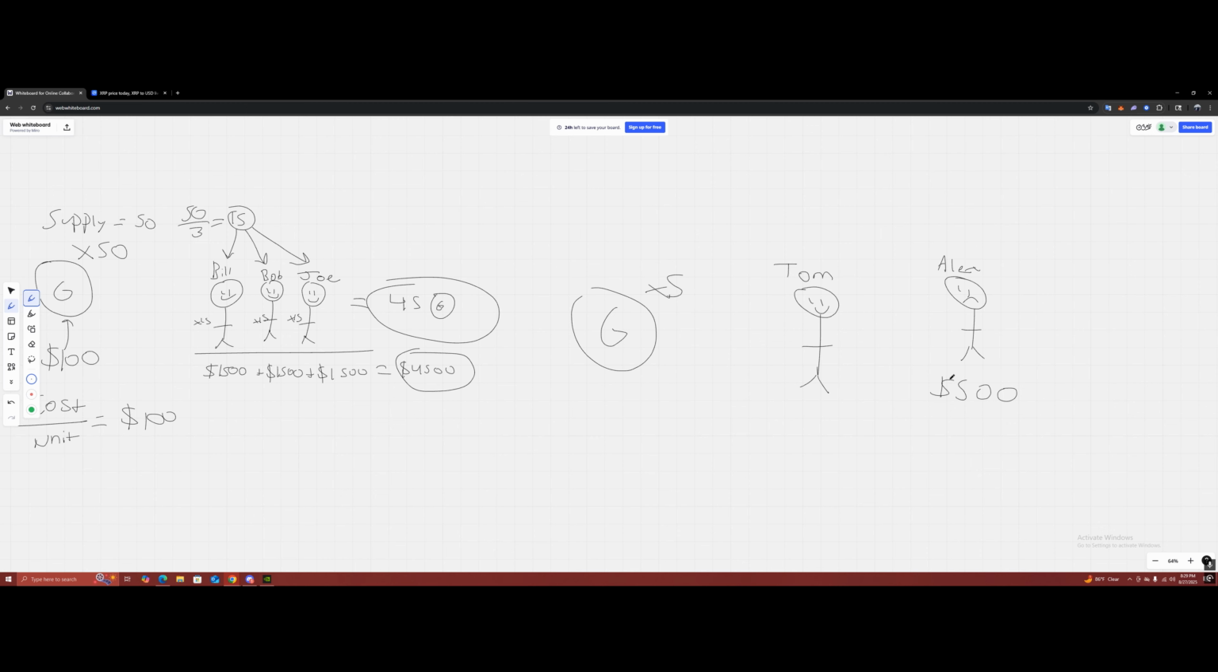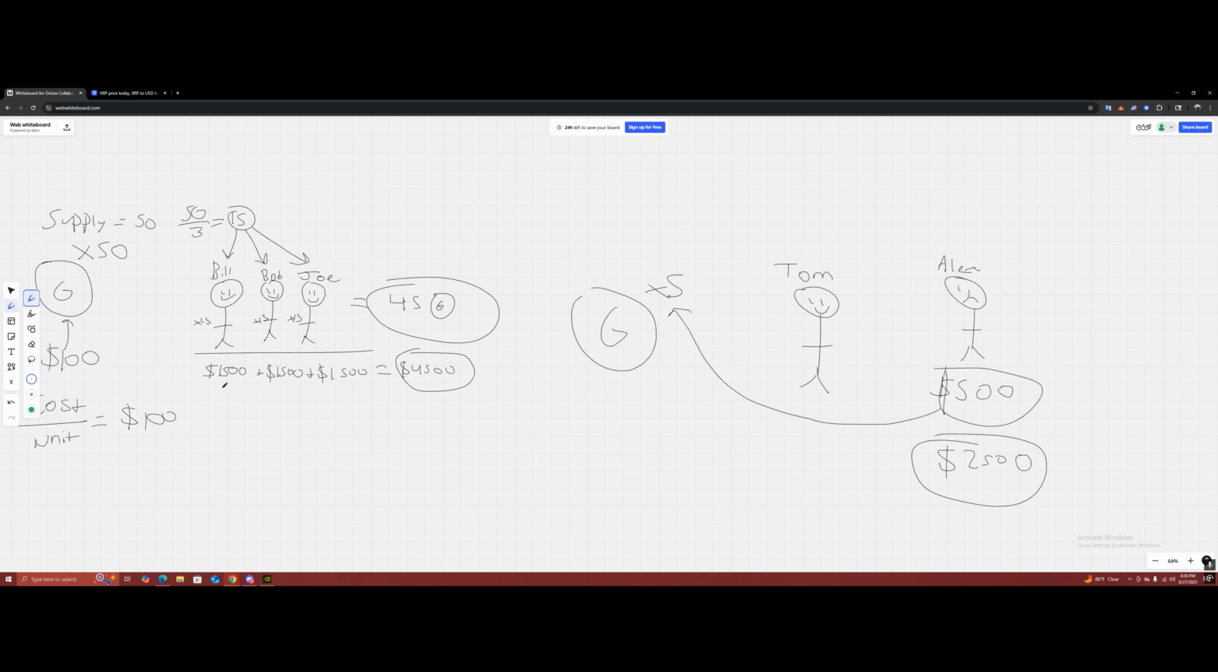$500 per coin. Okay? So Alex pays $500 for all the G coin. He pays for the remaining 5 G coin. So now Alex is the proud owner of the remaining last 5 G coin. Okay, and there's Tom here who has nothing. So Alex paid $2,500 in total.